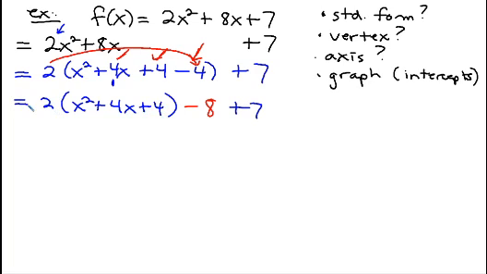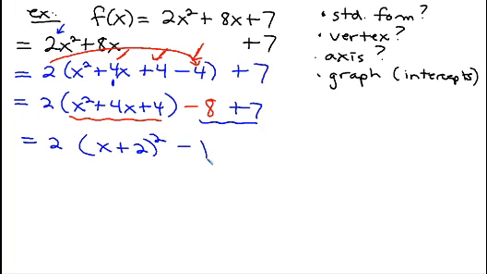All right? So it's important to do that distributive property when you take that thing out of parentheses. Now, this thing right here is the square of a binomial. It always will be, if we do this correctly. So I have 2 times x plus 2 quantity squared. These two things become -1, and looky there, we are in standard form.